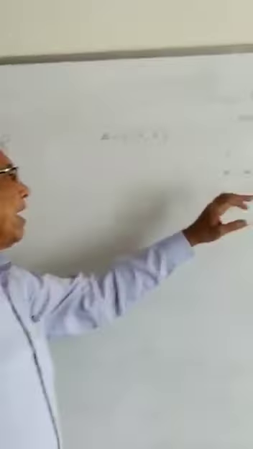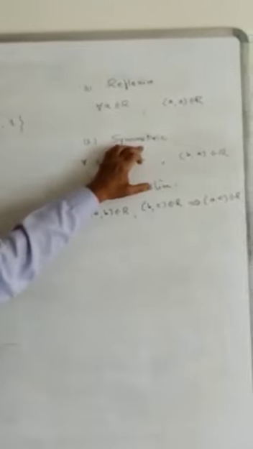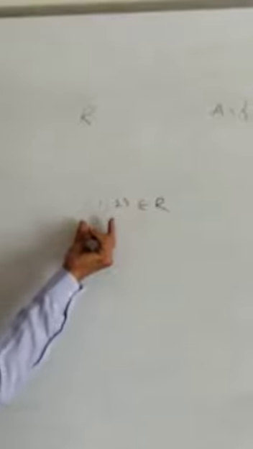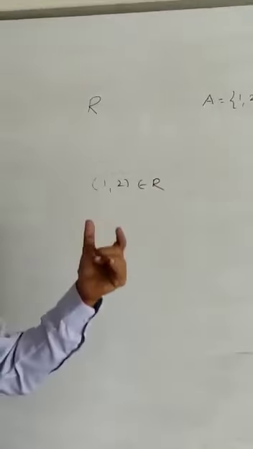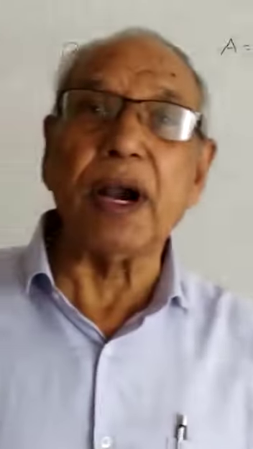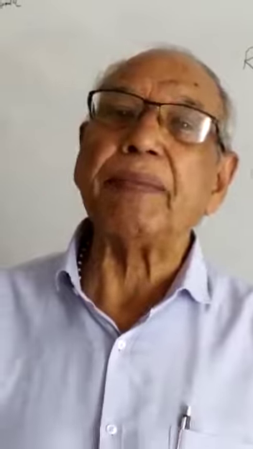Now, if you want to check whether the relation is symmetric or not, then for any ordered pair, as per example, if the ordered pair (1, 2) belongs to R, then we have to interchange 1 and 2, which means the ordered pair (2, 1) should also be in R. So for every ordered pair (a, b) belonging to R, the ordered pair (b, a) also belongs to R. Then the relation is symmetric.